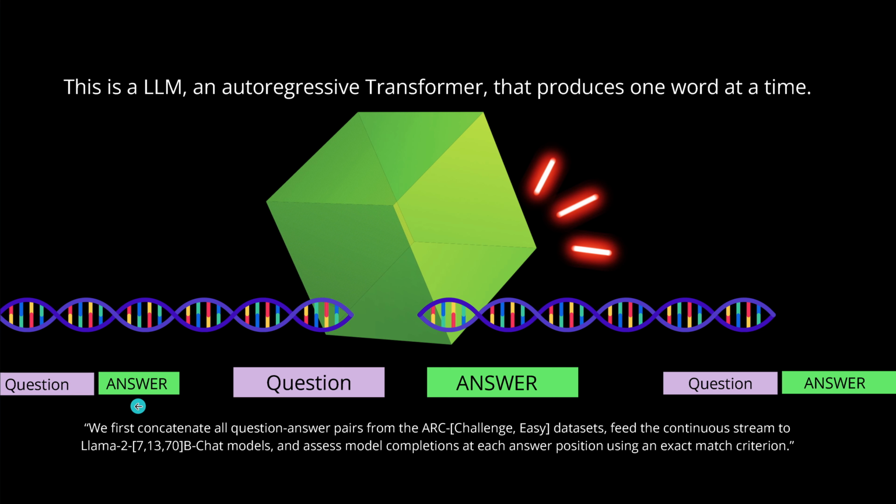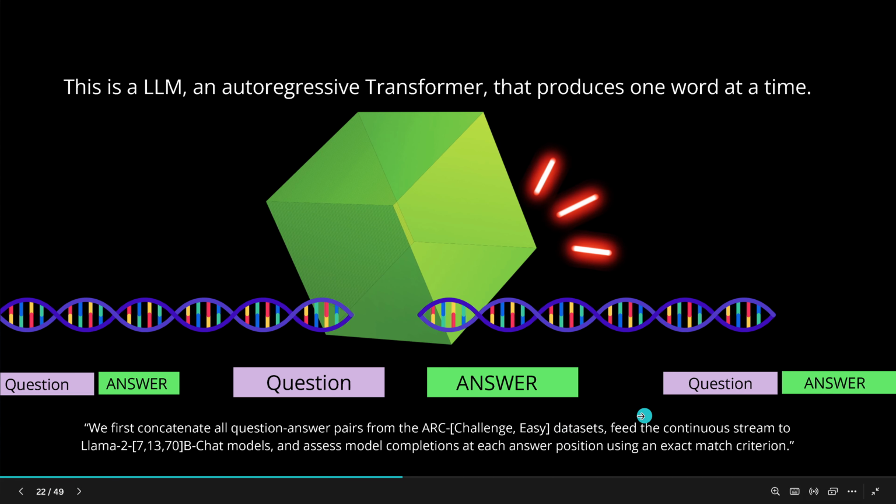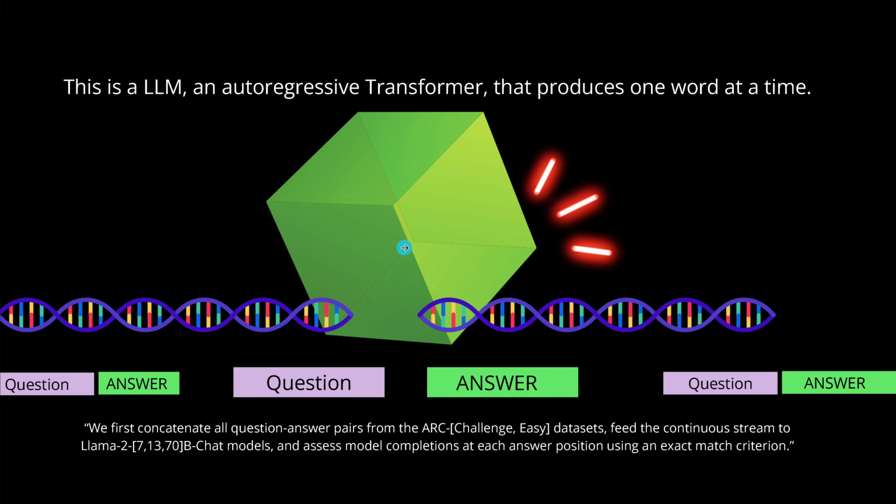And I quote here the original authors, they say, we first concatenate all question-answer pairs here from a dataset available on Hugging Face, and then we feed the continuous stream to a Llama 2 model, this is our green box here, and assess the model completion at each answer position using an exact match criterion. So this means they look in this infinite data stream on the sequence of question-answer pairs, and they look in particular to each answer position. So whenever a question comes into our LLM, the system gives immediately an answer.